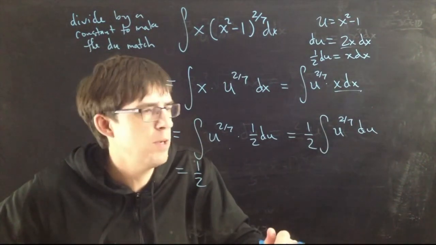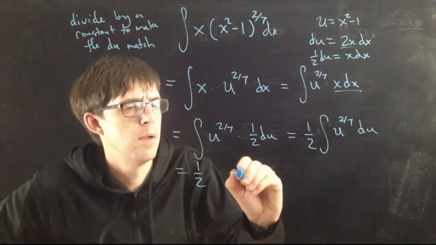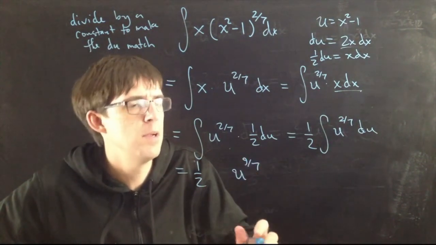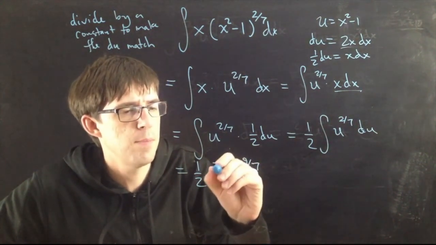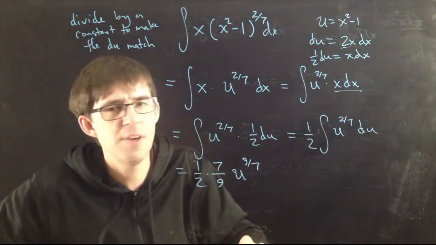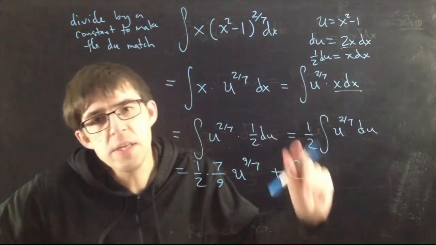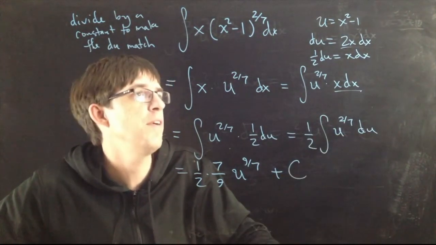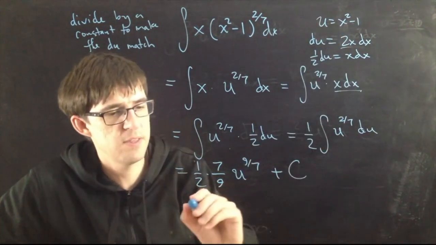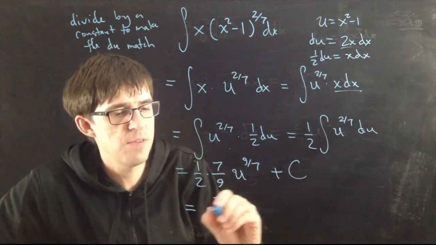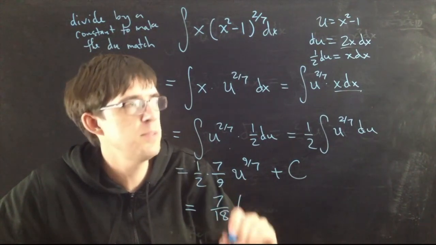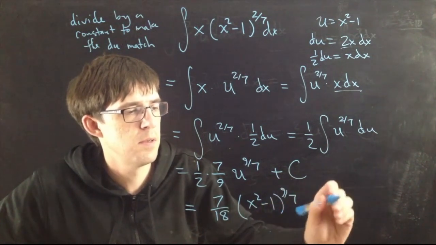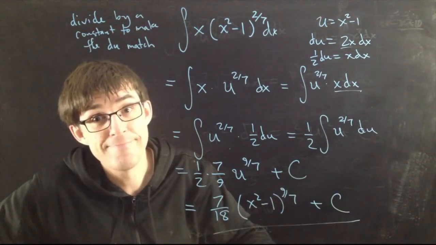I increase the power by 1. 2/7 plus 1. I think that's u to the 9/7. Divide out front by the new power. Dividing by 9/7 is the same as multiplying by 7/9. Plus c. All right. I just did the antiderivative. This is almost my final answer. The final answer is when you replace the u by x's again. So combining these fractions, if you like, 7/18 times (x squared minus 1) to the power 9/7 plus c. That's it.